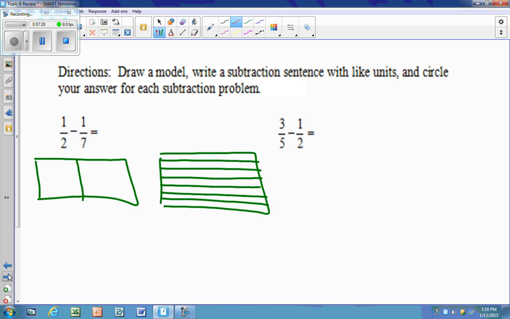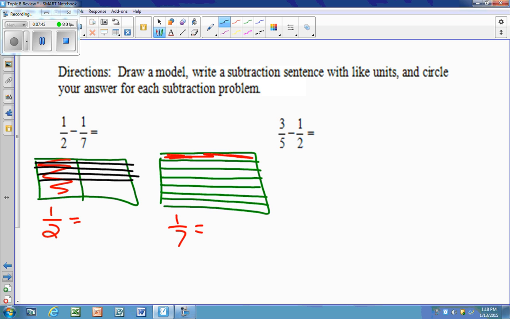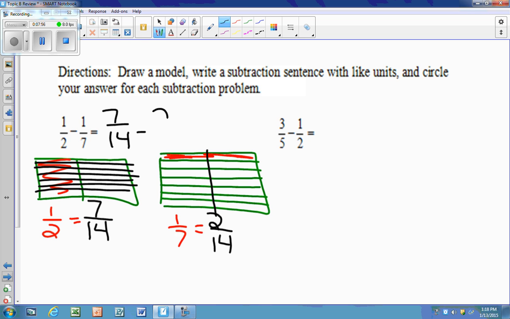And we're going to shade in 1/2, and we're going to shade in 1/7. And then we're going to put our lines in the opposite direction in order to help us. And the opposite direction, and our new fraction we have here. And now we need to set up our new problem up here. And we end up with 5/14, and we're going to circle our answer like it asks.